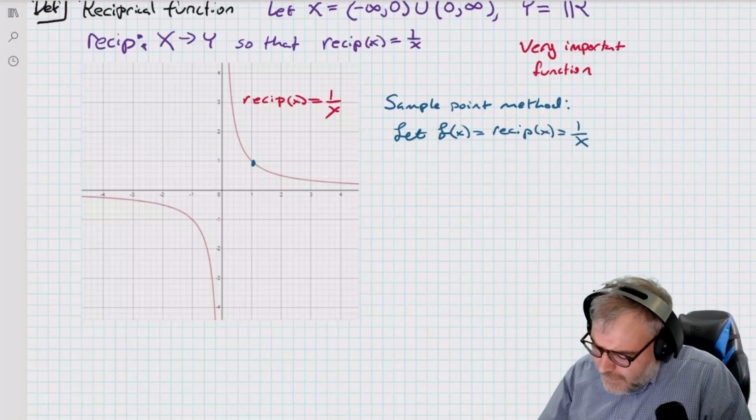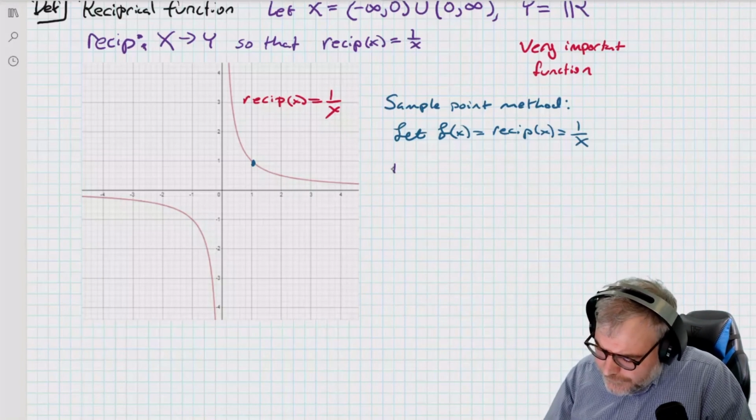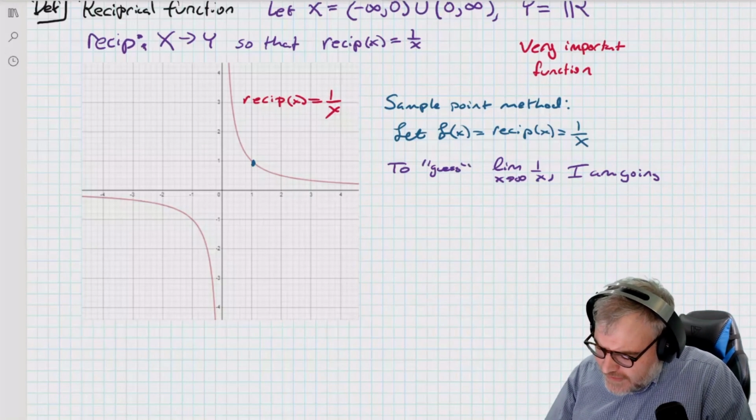Now, okay, now to compute the limit as x goes to infinity of 1 over x, I shouldn't say compute, I should say to guess. I am going to take sample points.